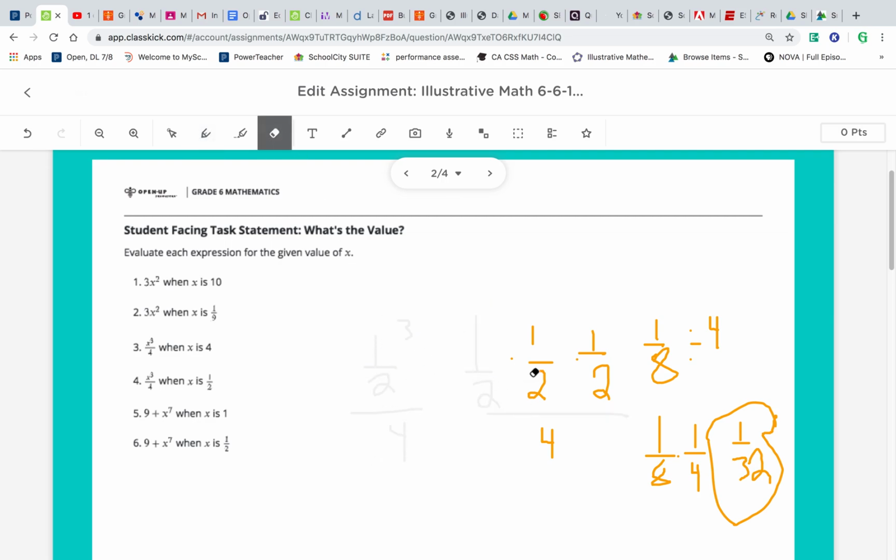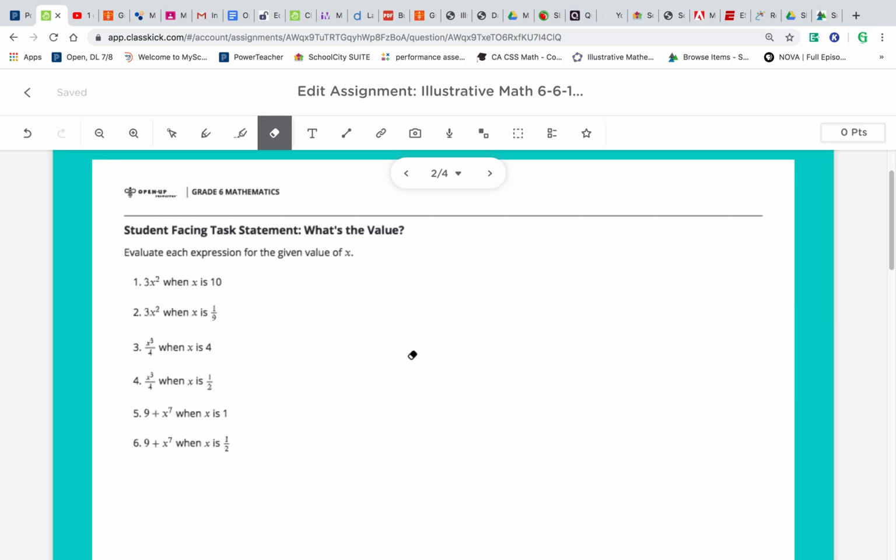Number 5 says 9 plus x to the 7th power when x is 1. Now, this is actually very, very easy, because when we write this out, 9 plus 1 to the 7th power, right straight away you should be able to see 1 to the 7th power. I'm not even going to bother writing all that out. 1 times 1 times 1. It doesn't matter how many 1s are there. When we're multiplying 1 times 1, we end up with 1. So this is really going to be 9 plus 1, which equals 10.